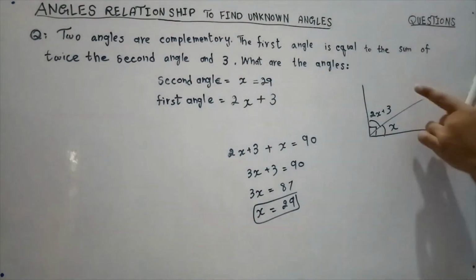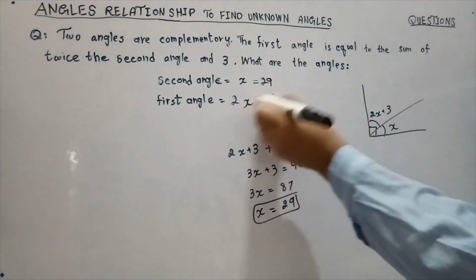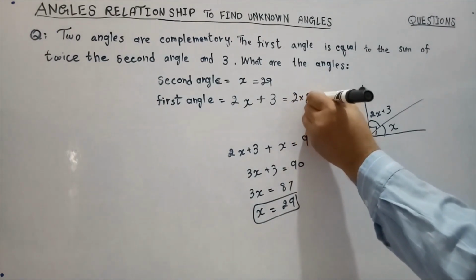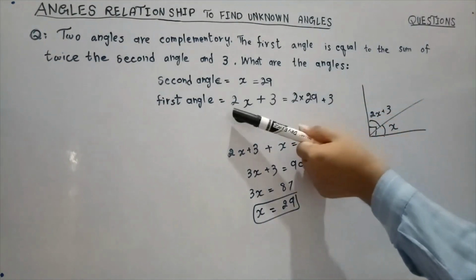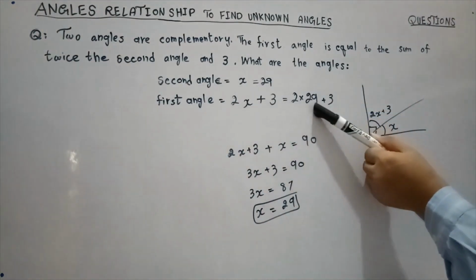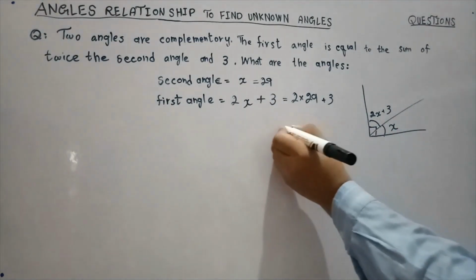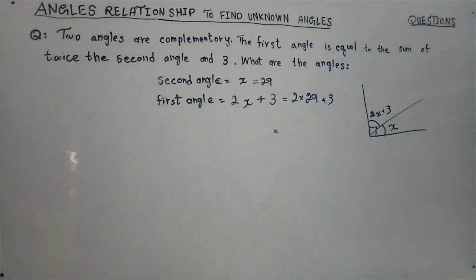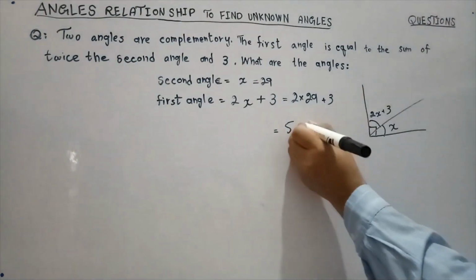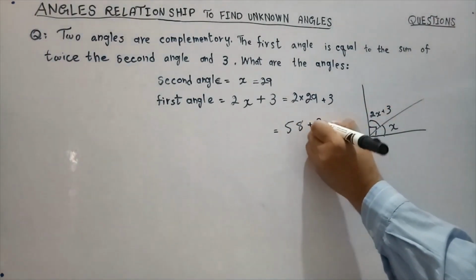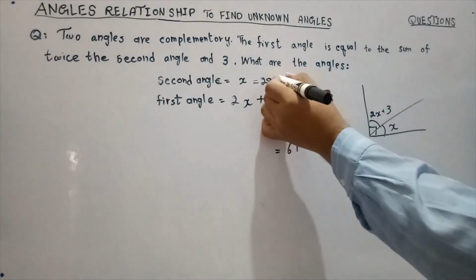To find the first angle, we have to put the value of x here. It means 2 multiplied by 29 plus 3. Here I have put the value of x, which is 29. 2 is going to multiply with 29, and plus 3 as it is. 29 multiplied by 2 is equal to 58, and 58 plus 3 is equal to 61 degrees.